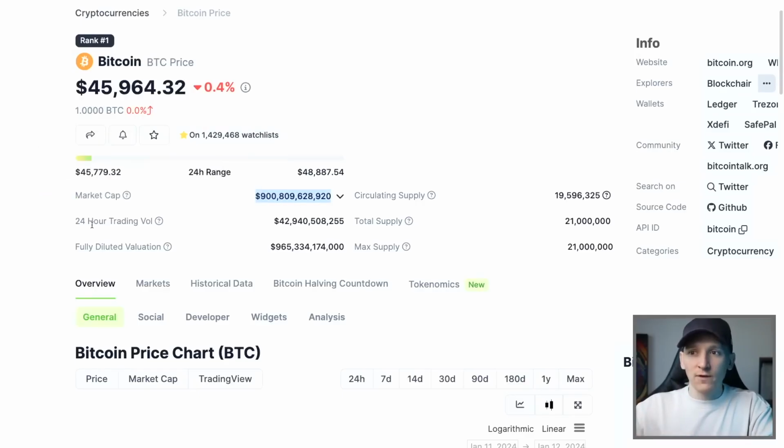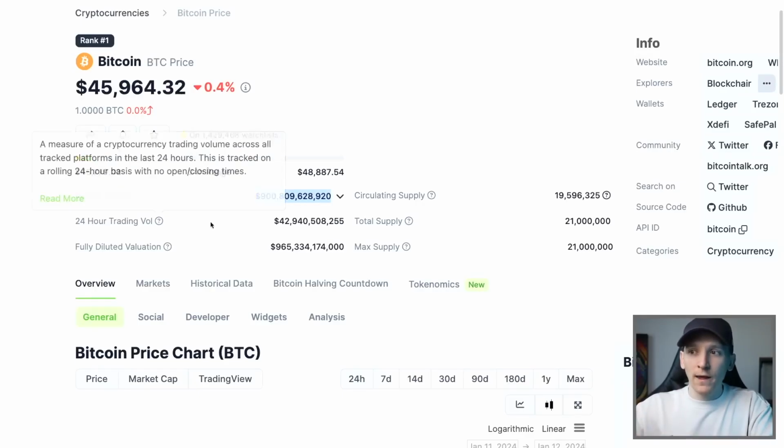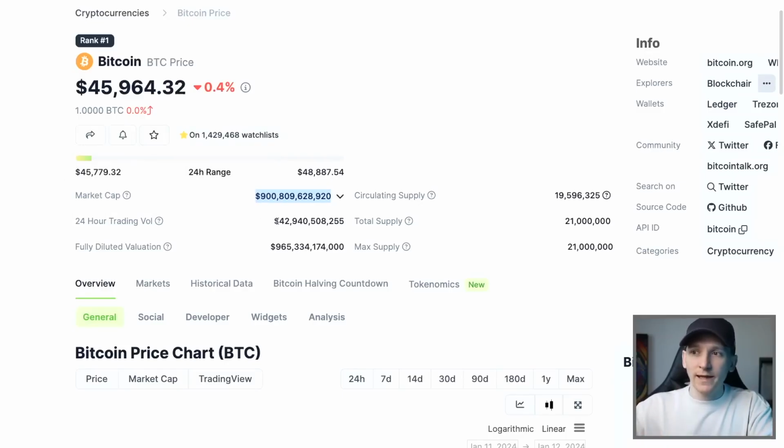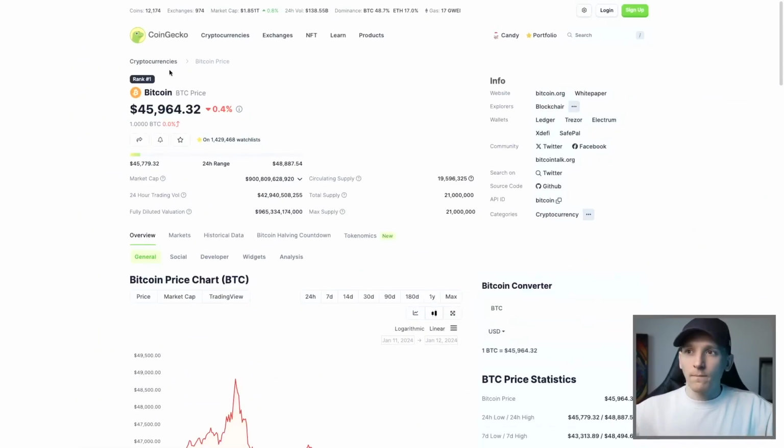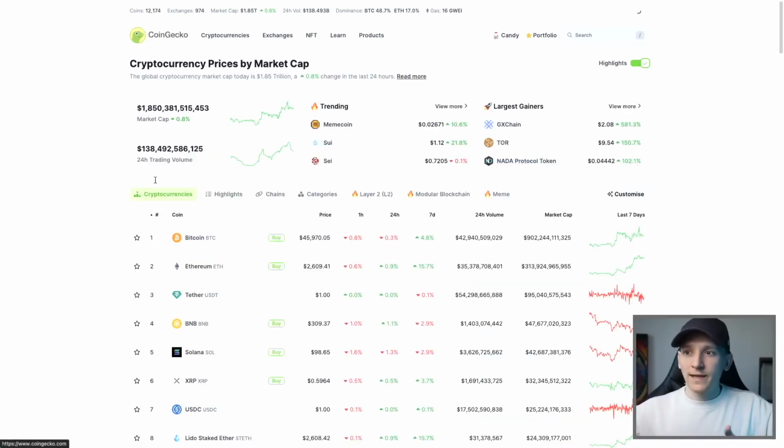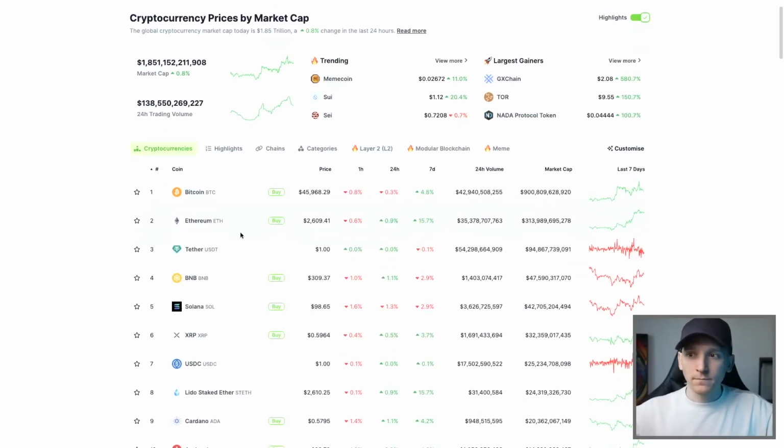We can also see there is a 24-hour trading volume. That's the dollar amount traded each day, which is this amount. And the fully diluted valuation is the valuation where we take the price per coin and we multiply it by the max potential supply, which is 21 million coins. So what we can know is that each coin has a different supply.